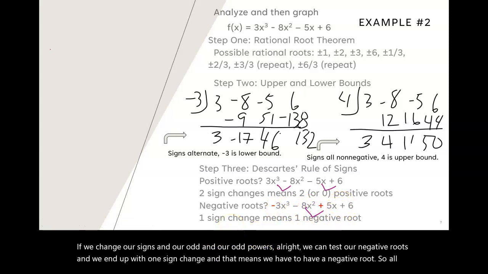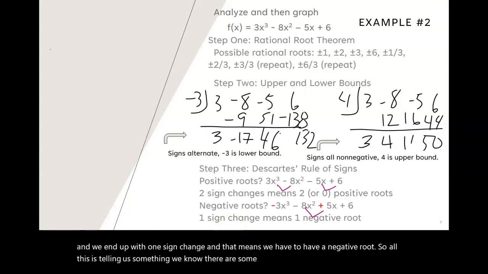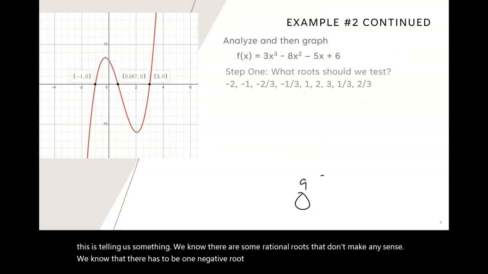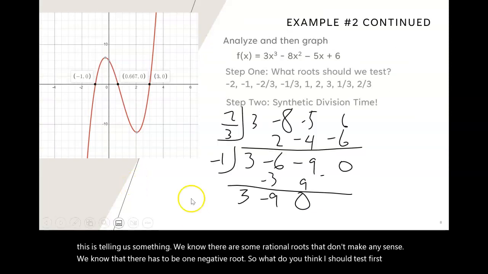So all this is telling us something. We know there are some rational roots that don't make any sense. We know that there has to be 1 negative root. So what do you think I should test first? Well, how about we test a negative root?